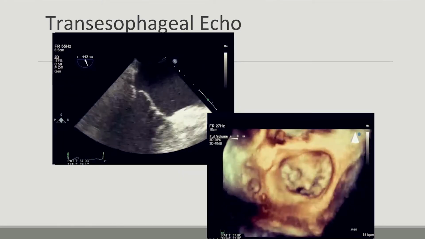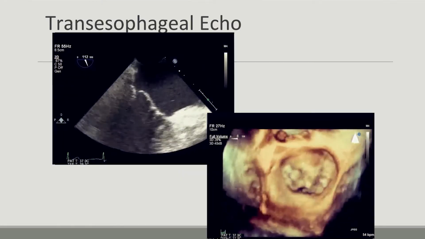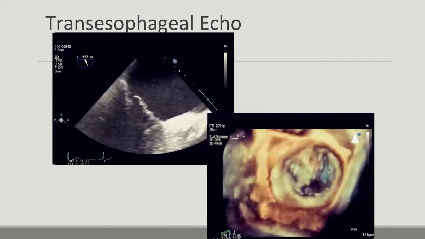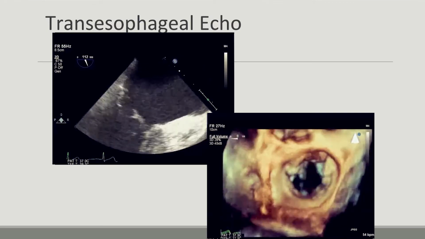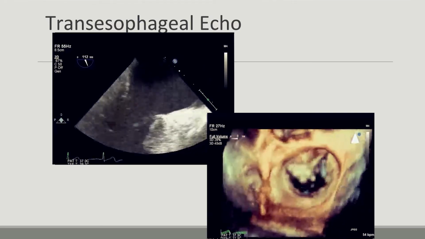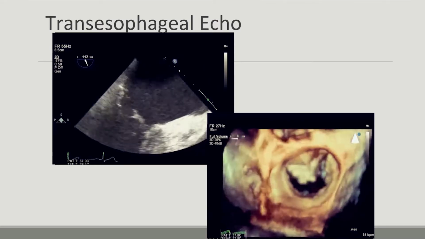In the image on the top left, we really appreciate the restriction of the posterior leaflet and the override of the anterior leaflet. We can see the hole that the MR is going through. The 3D on the bottom right also helps us better visualize the override of that anterior leaflet.